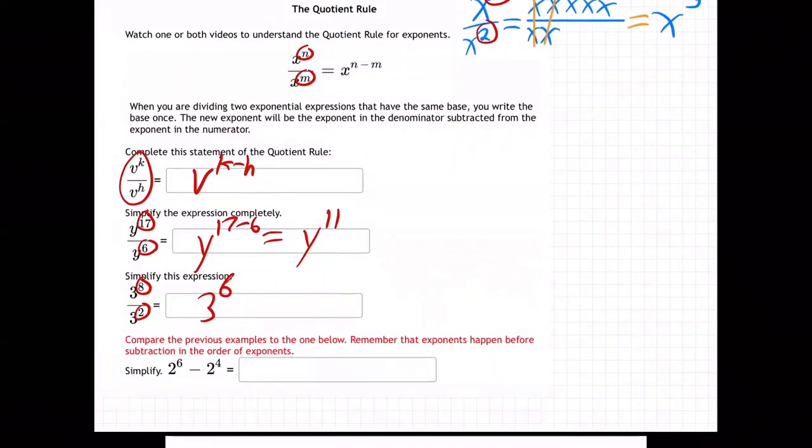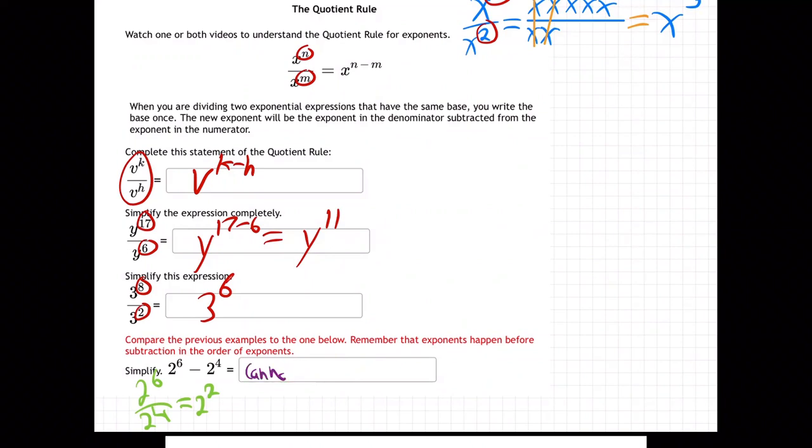Now, finally, the last one. They say, compare the previous examples to the one below. Remember that exponents happen before subtraction in the order of operations. Now, on this one, can we just subtract those powers? Can we just say, look, this is just 2 squared? No, that's not the same. If it was 2 to the 6th over 2 to the 4th, that would be 2 squared, right? If they were divided, then you can subtract the powers, but that's not what's happening here, right?